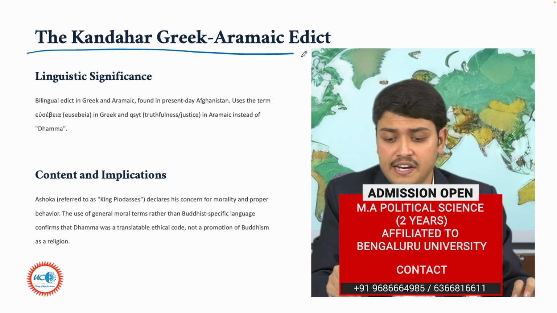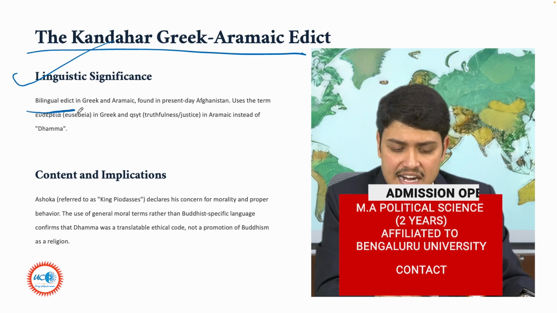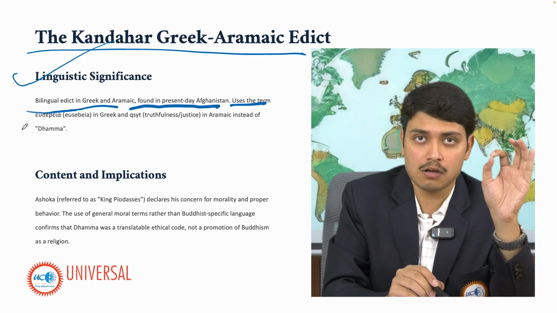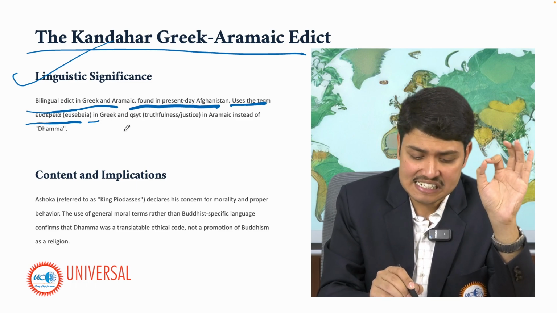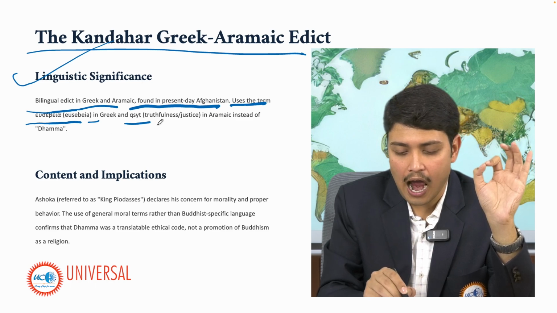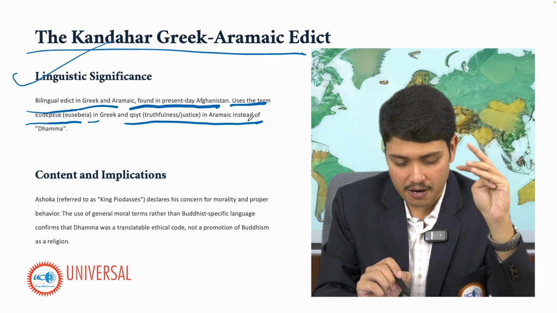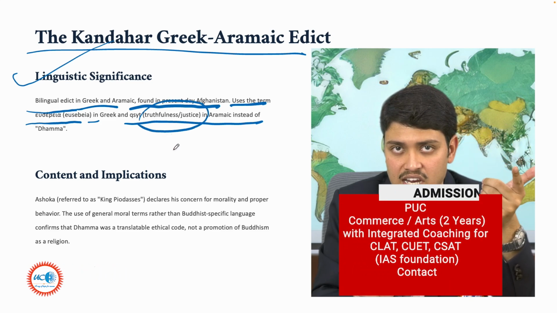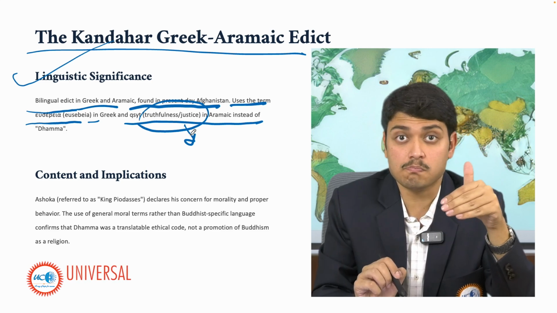The Kandahar Greek Aramaic edict. Linguistic significance. The bilingual edict in Greek and Aramaic found in present day Afghanistan uses the term Eusebia in Greek and Sit in Aramaic. Eusebia and Sit mean truthfulness and justice. It is not religion nor spirituality, nothing. It is truthfulness and justice, to some extent morality.